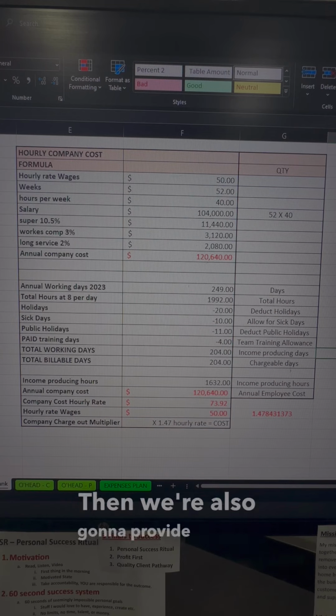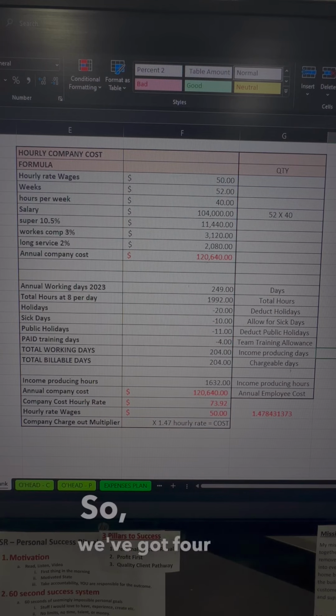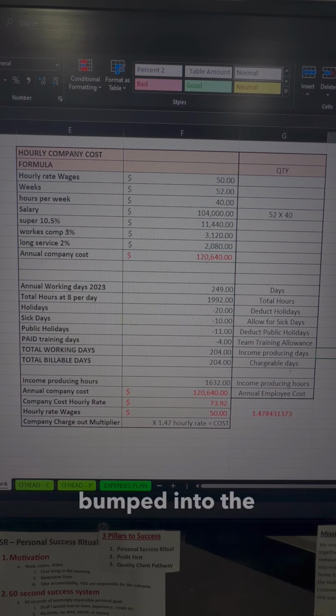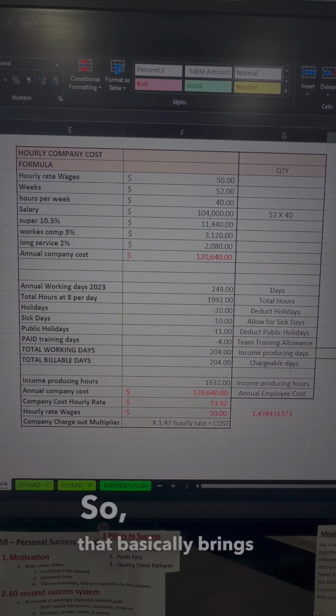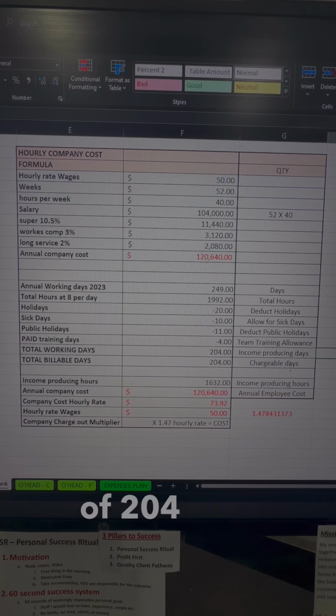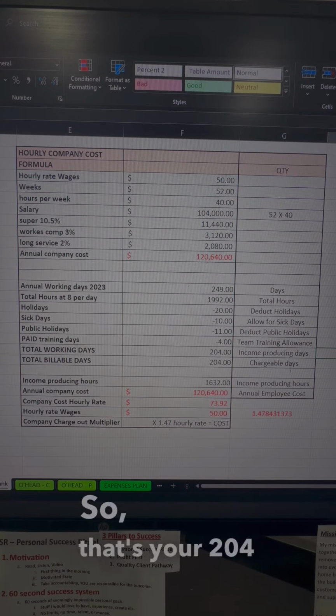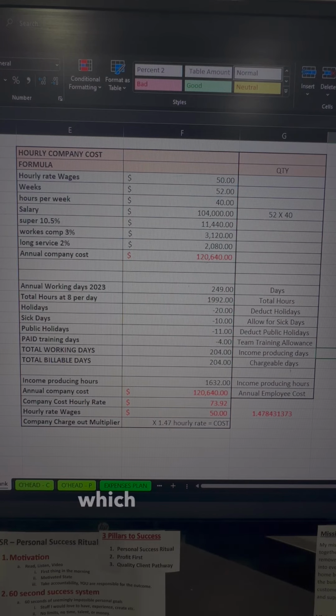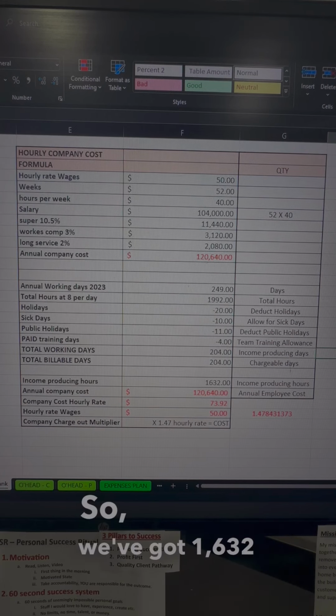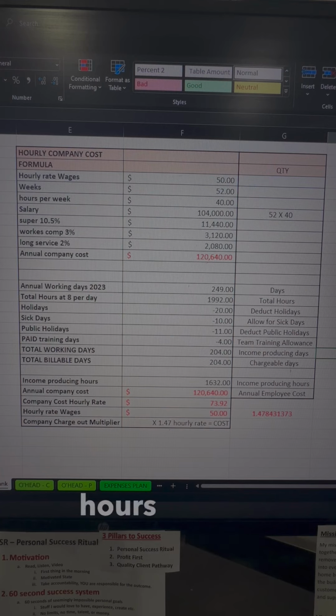And then we're also going to provide training to our employees so we can upskill them for the betterment of the team. So we've got 4 paid training days bumped into the annual allowance there. That basically brings us back to total working days of 204 that are actually producing income for the business. So that's your 204 total billable days, which are chargeable out to your customers. Income producing hours is 204 multiplied by 8 as an average day, so we've got 1,632 income producing hours for the year.